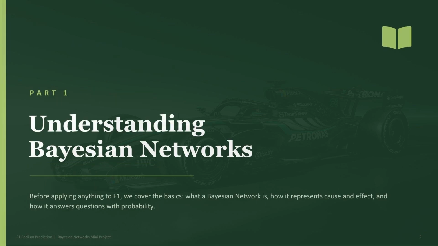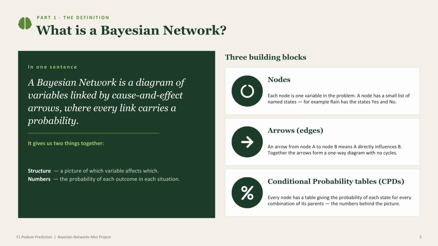So in part 1, we're going to understand how Bayesian networks work. So what is a Bayesian network? A Bayesian network can be defined in one sentence as a diagram of variables linked by cause and effect arrows, where each link carries a probability.